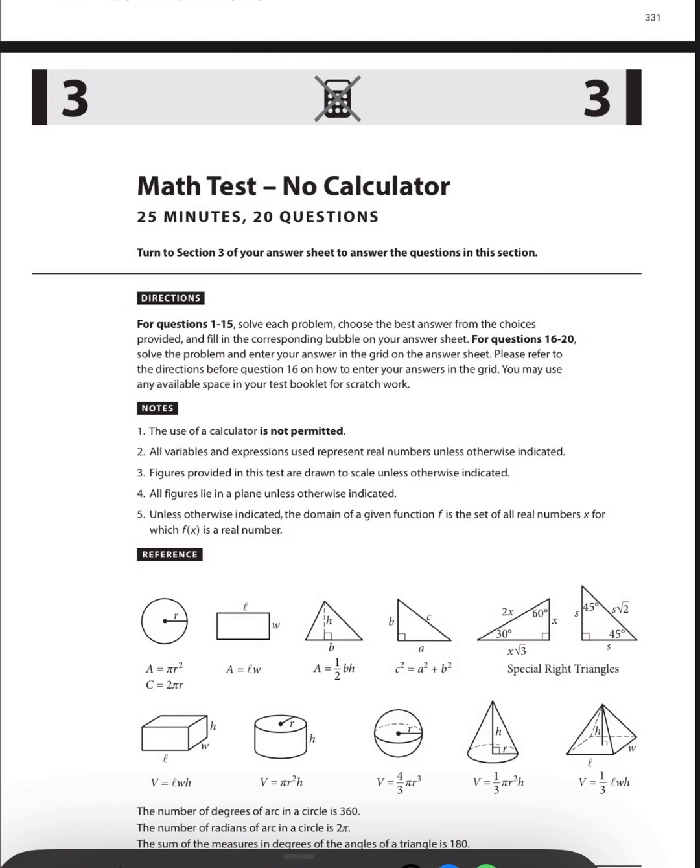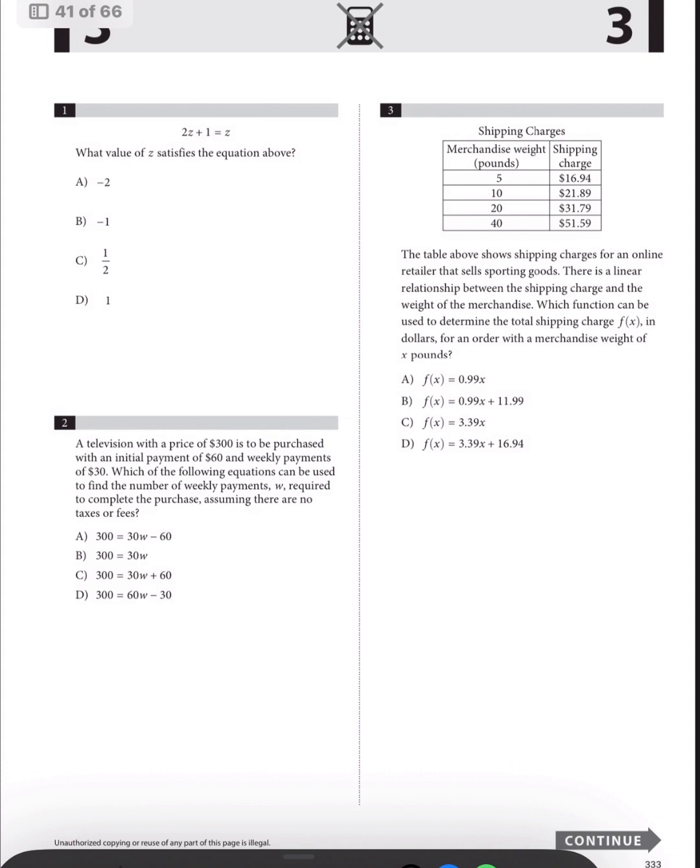So today I thought we could do the M part of STEM, which is math, and I thought it would be a great idea to do the math practice SAT no calculator section. So let's get started. The first question is easy.